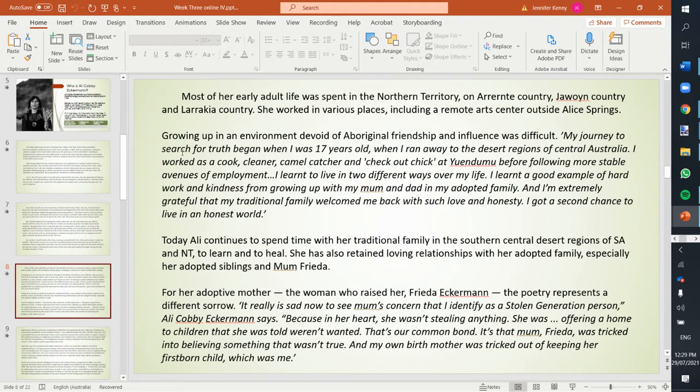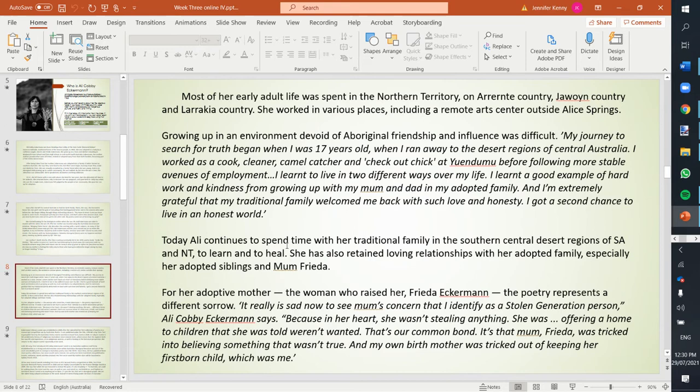My journey to search for truth began when I was 17 years old, when I ran away to the desert regions of Central Australia. I worked as a cook, cleaner, camel catcher, and checkout chick at Yulara before following more stable avenues of employment. I learned to live in two different ways over my life. I learned a good example of hard work and kindness from growing up with my mum and dad in my adopted family. And I'm extremely grateful that my traditional family welcomed me back with such love and honesty. I got a second chance to live in an honest world.